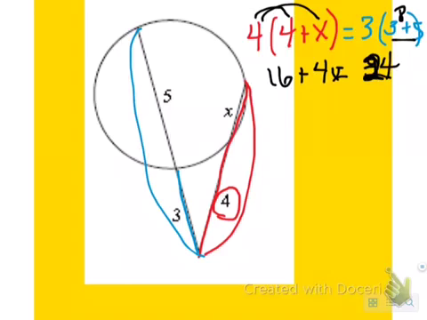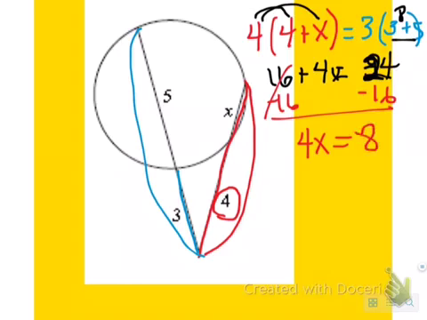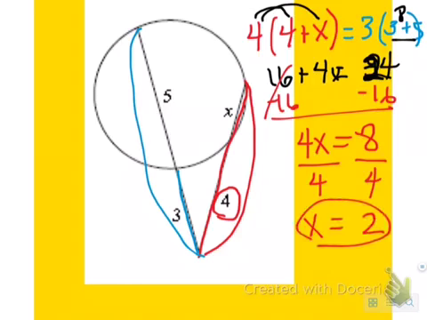So if I solve this equation, I need to isolate the x, so I'm going to subtract 16 from both sides. The 16's cancel, so 4x gives me 8, and divide both sides by 4. So x has got to equal 2. So I found the missing segment length.